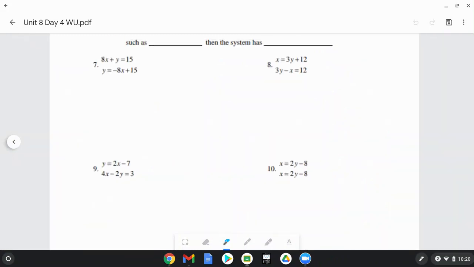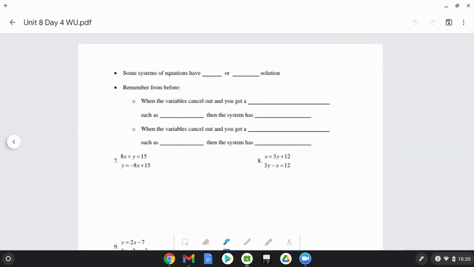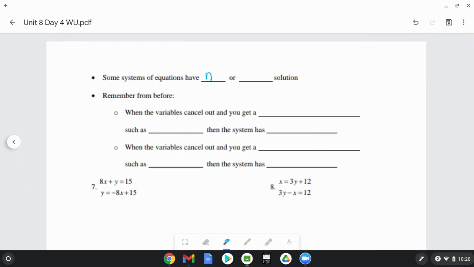This is the new part of the notes. Just like with graphing, there's going to be some times where we have no solutions or many solutions. So those were the graphs that were parallel to each other or right on top of each other. So it says, remember from before, and that would be like a few, maybe like 4 or 5 units ago, when the variables all canceled out and you get a true statement such as 0 equals 0 or 5 equals 5, then the system has many solutions.